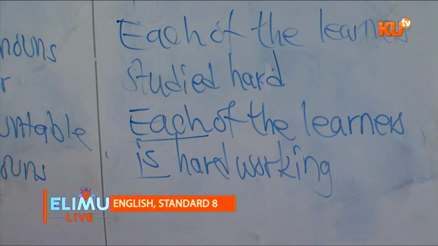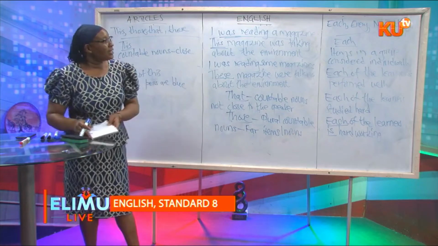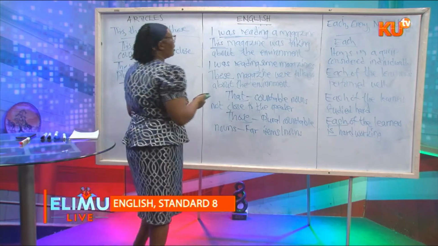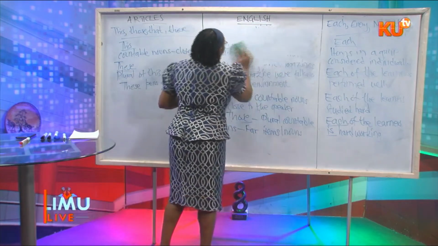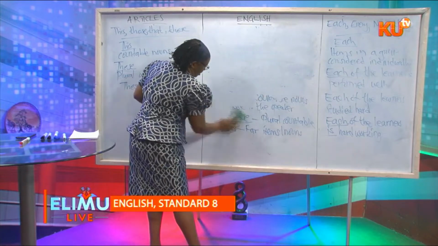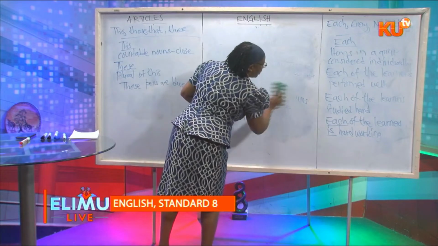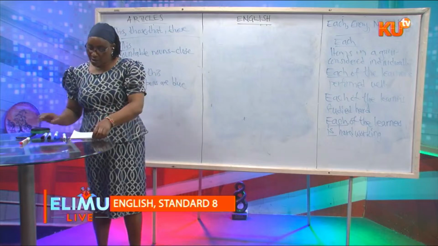So you find that the word each refers to an individual person in a group of many. Now we move on to determiner every, and determiner every is more or less used as determiner each.